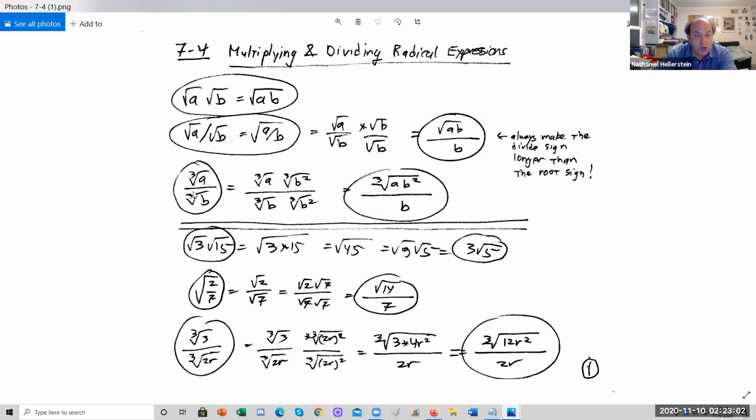Okay, here we have a ratio of cube roots. We'll multiply above and below by cube root of b squared. Cube root of b times cube root of b squared will be just b. In the numerator, we get cube root of ab squared.